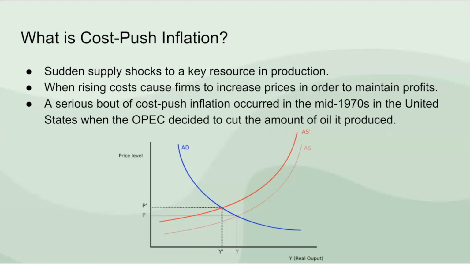A serious bout of cost push inflation occurred in the mid 1970s in the United States when OPEC, the organization that controls most of the world's supply of oil, decided to cut the amount of oil it produced. This shortage caused an increase in the price of oil, and an increase in the price of oil increased the price of goods throughout the economy. So there's a chain going on there. As you can see here, due to the increase in prices for the resources needed for production, the supply decreased, and they eventually end up increasing the prices for consumers as well.